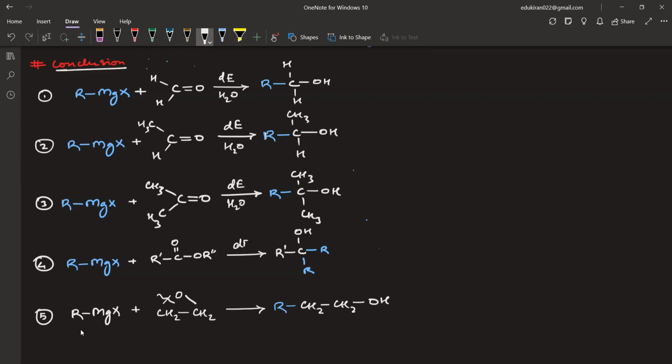Dry ether. Second step is what? Dry ether, second step is water. Okay, second step is water. एक साथ नहीं होता रिएक्शन, second step में water डालते हैं because we already know we can't use water in the presence of Grignard reagent. Okay, चलिए write this down.